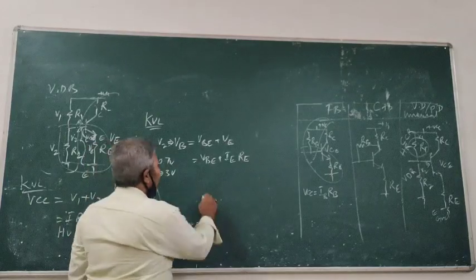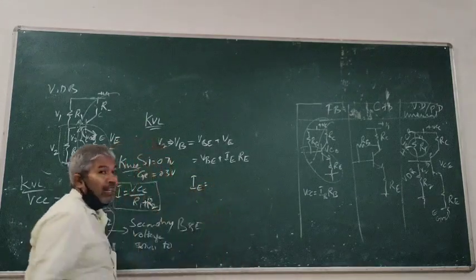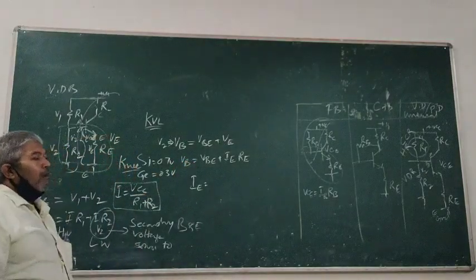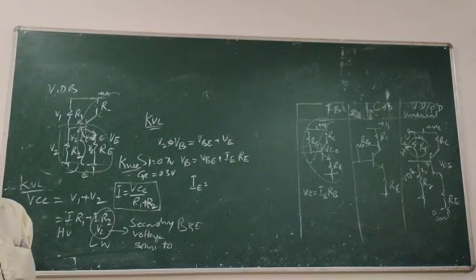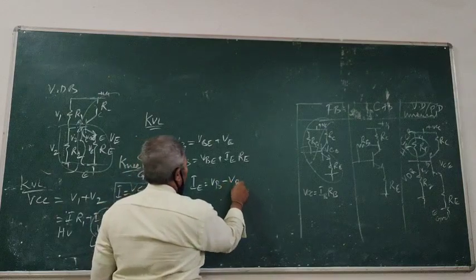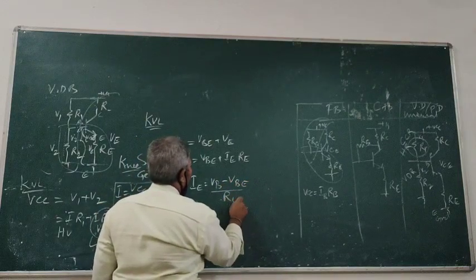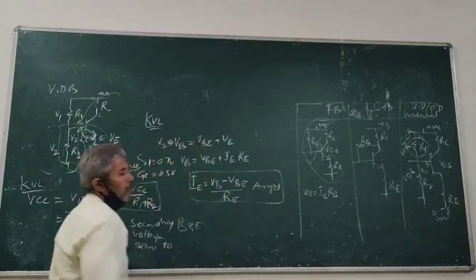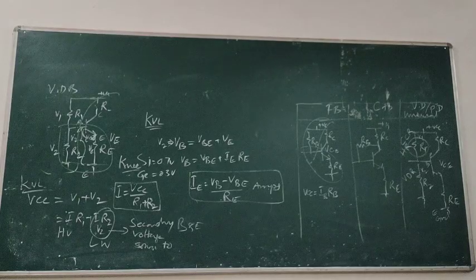Okay. Now what do we need in this case? We need IE, the total value of the emitter current. So what do we have? Here we have VB. What you have to do is shuffle it, right? IE is equal to VB minus VBE divided by RE. Clear? So it is the input section formula. Now let us go for the output section formula.